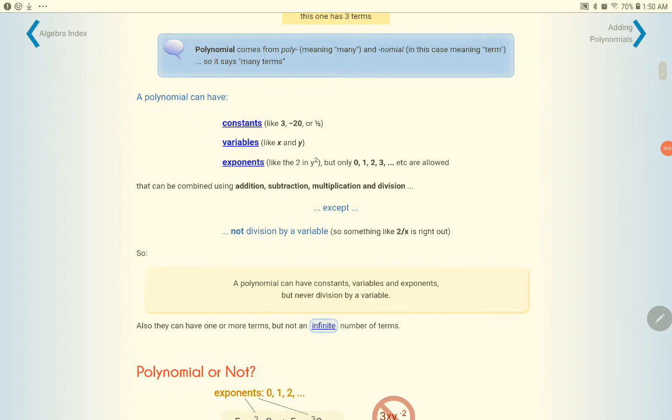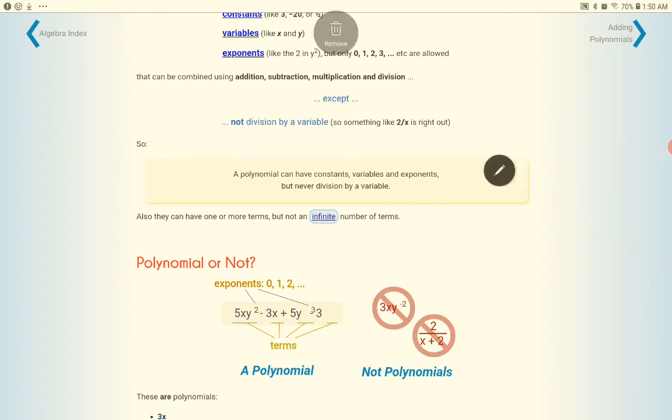So a polynomial can have constants, variables, and exponents, but never division by a variable. Also, they can have one term or more terms, but they can't have an infinite number of terms. You can pick a number as big as you want. You can say 100 terms, 1,000,000 terms, 5,000,000 terms, 1,000,000,000,000 terms, and as big as you can say a number, you can have that many terms, but you can't have infinite terms because you can never reach infinity. So let's play a game about polynomial or not.